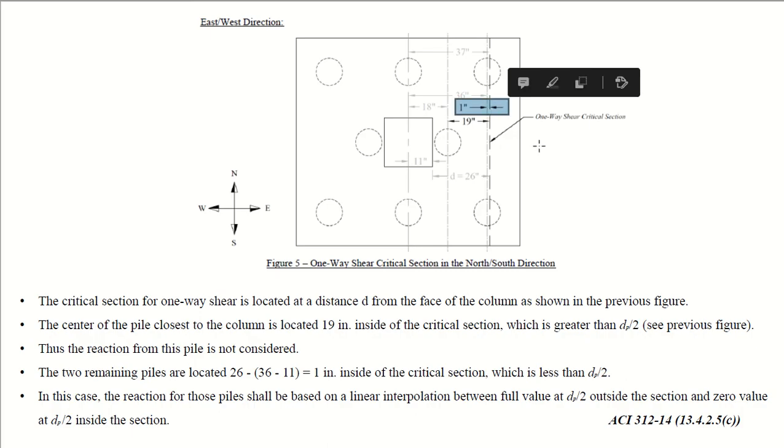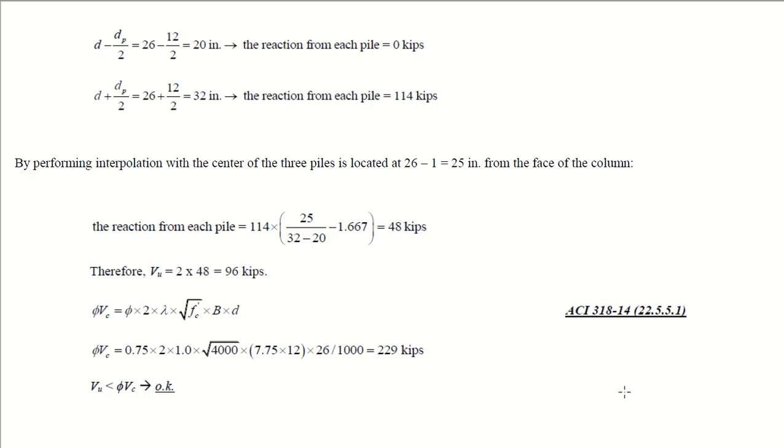So what is this 1 inch? The 1 inch means your center line of the piles is 1 inch inside of the critical section, which is less than d by 2. d by 2 is 6 inches. In this case, the reaction for these piles shall be based on a linear interpolation, as we have done in the previous case, between the minimum and the maximum. The minimum case is d minus dp by 2, which is 20 inches like the previous one, and the capacity will be 0. And the maximum is d plus dp by 2, which is 32 inches, and the capacity will be full.